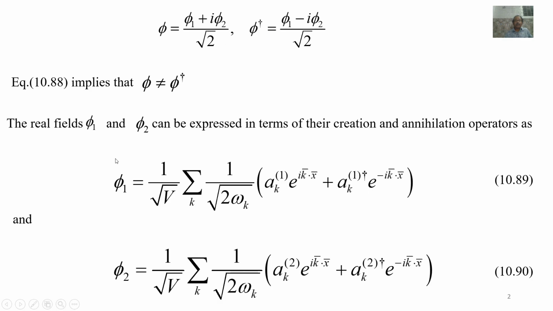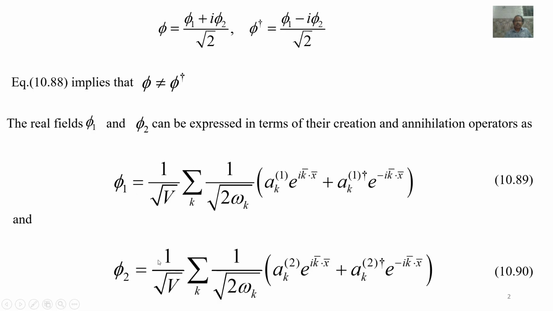Now we'll have the expressions for your field operators, field functions. The phi1 is given as 1 by root V, summation over k, 1 by root 2 omega k, a k1 e power ikx plus a k1 dagger e power minus ikx. And as I said earlier, the field function depends on creation and annihilation operators and the phase factor. Similarly, phi1 stands for particle 1 and phi2 stands for particle 2.